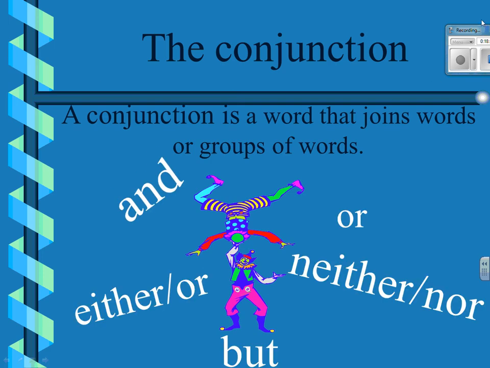All right, the conjunction. You're almost done. A conjunction is a word that joins words or a group of words. And, but, and or are your 3 most common ones. They join things in sentences. We also could have either, neither, nor, yet, so, but. They're all conjunctions joining words.